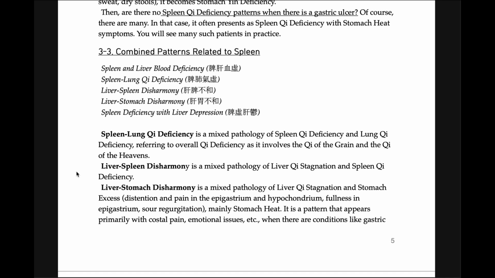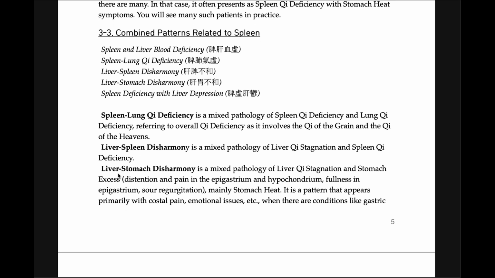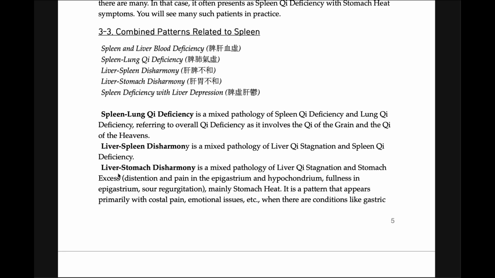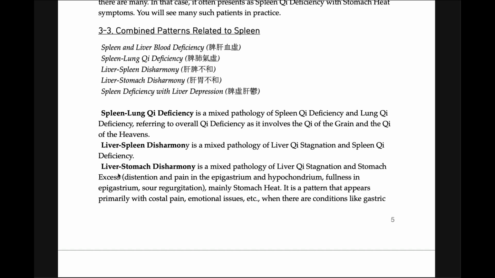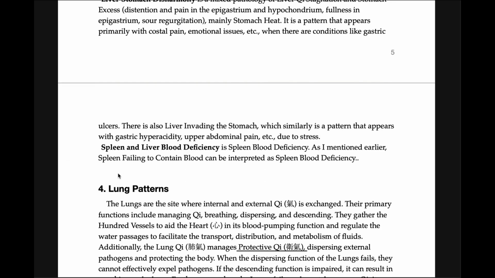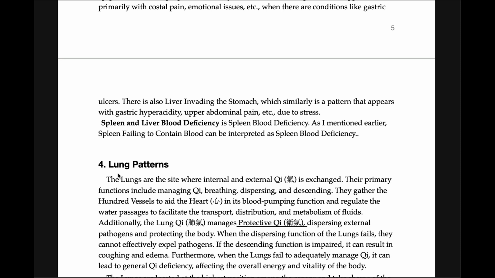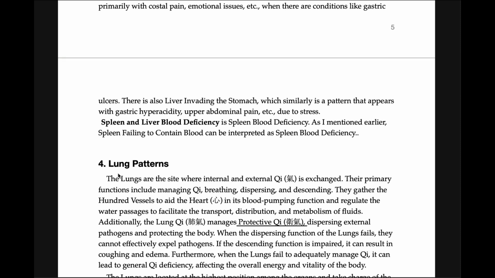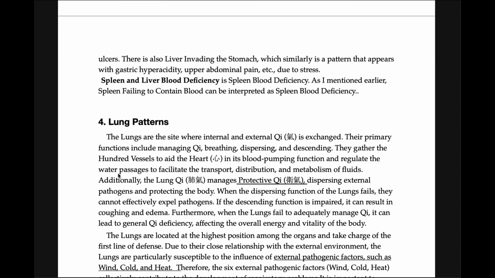Liver-stomach disharmony is a mixed pathology of liver qi stagnation and stomach excess: distension and pain in the epigastrium and hypochondrium, fullness in the epigastrium, sour regurgitation, mainly stomach heat. It is a pattern that appears primarily with costal pain, emotional issues, etc., when there are conditions like gastric ulcers. There is also liver invading the stomach, which similarly is a pattern that appears with gastric hyperacidity, upper abdominal pain, etc., due to stress. Spleen and liver blood deficiency is spleen blood deficiency.